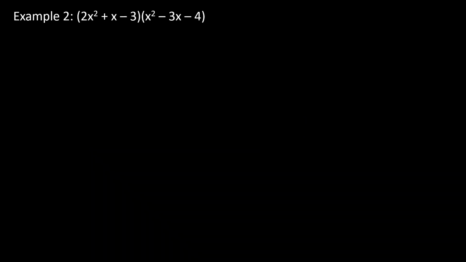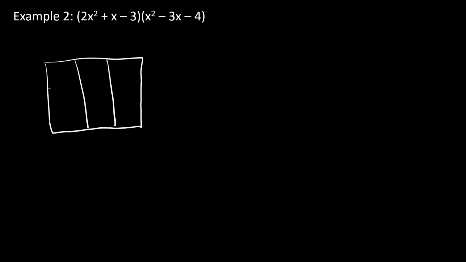Okay, so let's take a look at a nastier problem. So this is a trinomial times a trinomial. And if you study this in class, you know that if you have 3 times 3, you're going to have 9 of your smaller terms, and then you'll have to combine like terms. So the area model will still work. It just gets bigger, okay? So you have a bigger rectangle that you need to divide up.